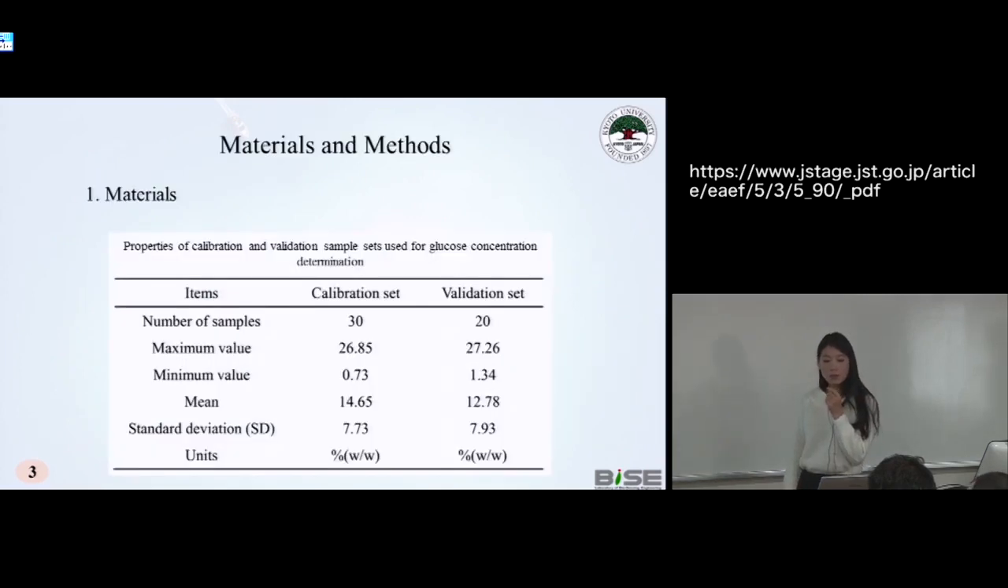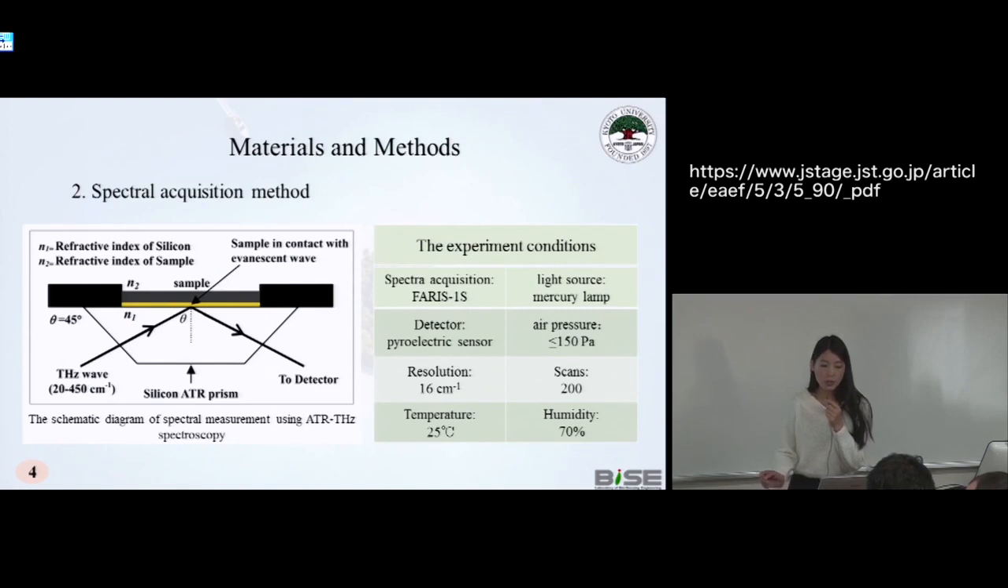And then materials. The materials were sugar powder dissolved in distilled water, giving 50 samples, which were randomly separated into 2 sample sets, calibration and validation. This table shows the properties of these 2 sample sets. 2, spectral accuracy method.